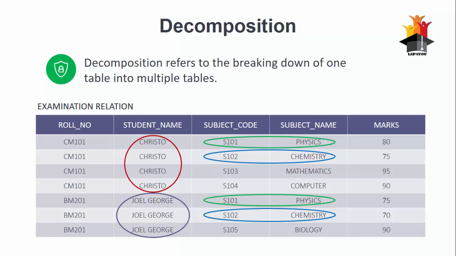This redundancy can be remedied by decomposing the examination relation. So we need to reduce the redundancy existing in this table by decomposing the examination relation. We'll see the dependency diagram.